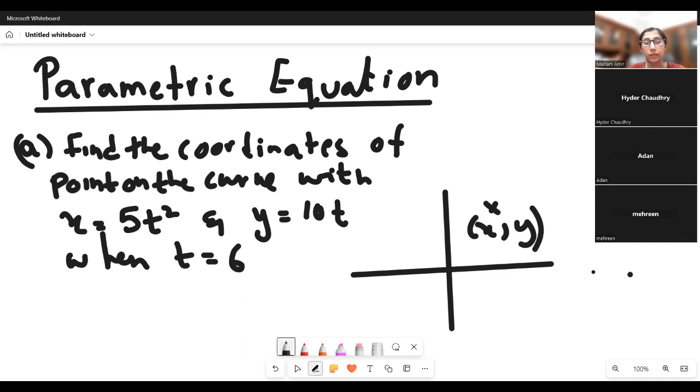So then when t is 6, can you tell me what would be the coordinates? X would be 180, y 60. So I hope everybody got it. All you had to do was to substitute 6 in the given equation for x and y.